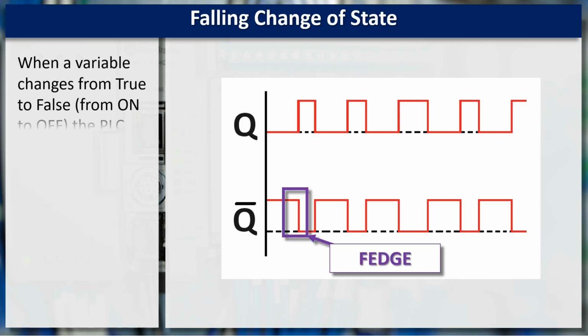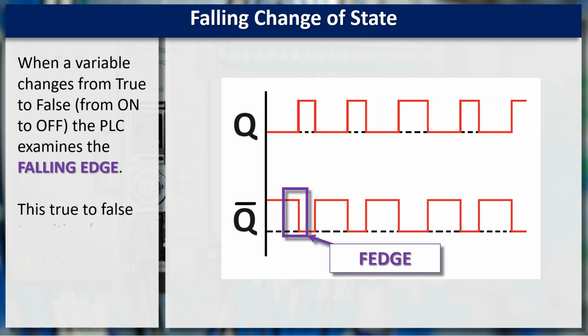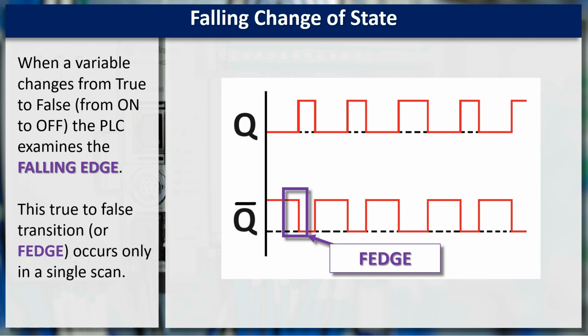When a variable changes from true to false, from on to off, the PLC examines the falling edge. This true to false transition occurs only in a single scan.